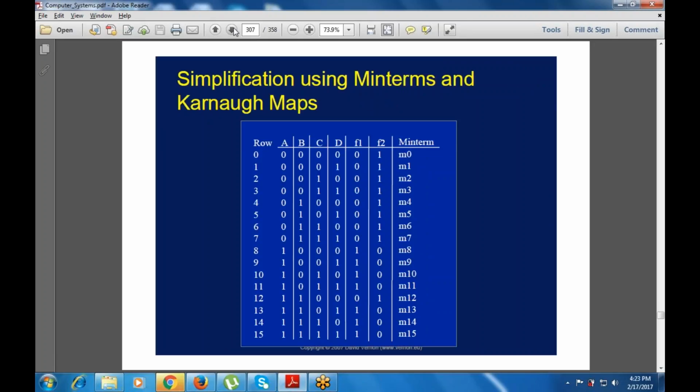Now this is a simplification using the min terms and the K-map. So this is the row from 0 to 15. There are multiple ABCD inputs that are given. So there are four inputs: one is A, one is B, one is C, one is D. And there are two functions, one is F1, one is F2. Then there are min terms that start with M0 and end with M15.